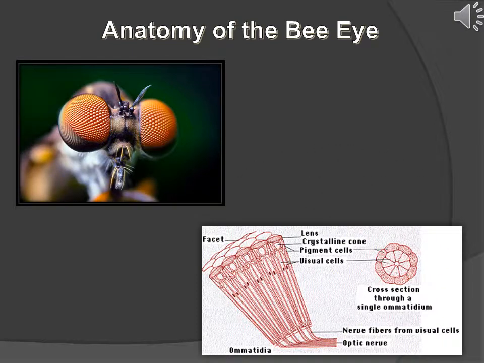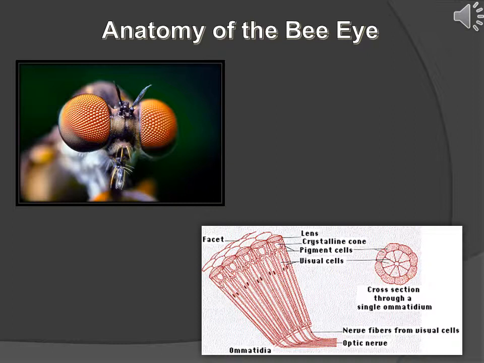Anatomy of the bee eye. A bee's head houses 2 compound eyes, which are used for distance vision outside of the hive. Each eye consists of 3,000 to 5,000 visual processing units called ommatidia. The eyes do not perceive shapes clearly, but identify color well.